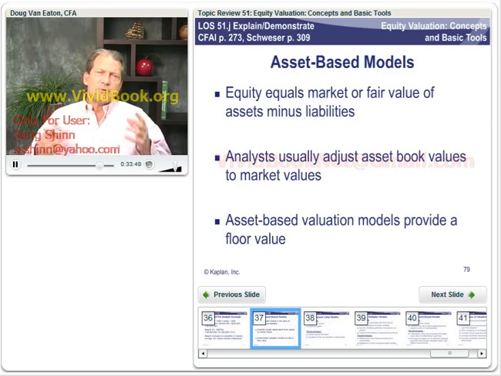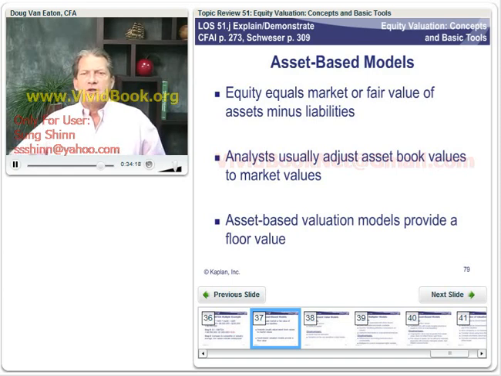Because if this company is an ongoing enterprise that's growing and we expect creating value in excess of what it costs to buy its assets. So that's why we say this is a floor value. It's kind of a minimum value that the firm would have, but the value could be much higher if the firm's employing the assets of the firm to generate earnings that have an even greater value than the assets.